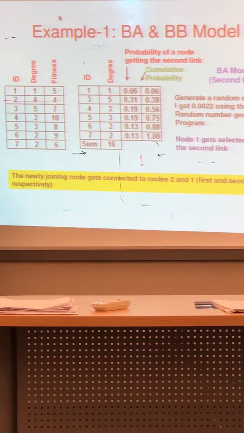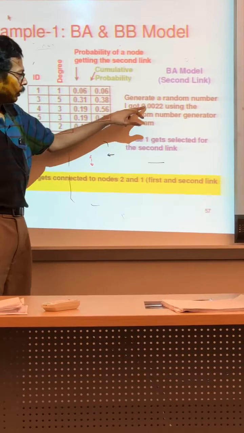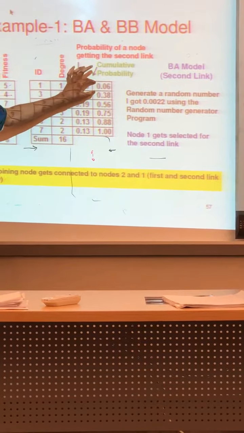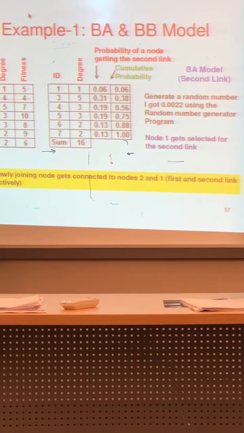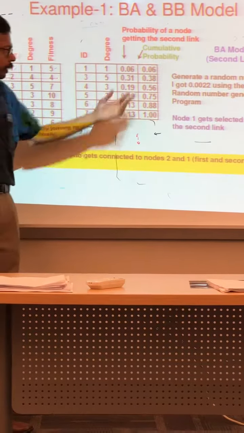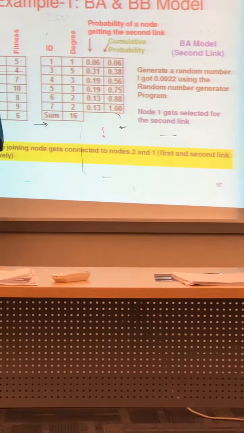Okay. So now I generate a random number. I get the random number to be a very small value, 0.0022. That falls under the first bin. So the new link should go to node 1. If I generate another random number, I may not get the same value. So it depends on the random number that you generate.